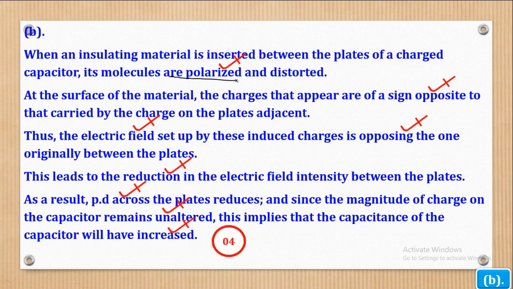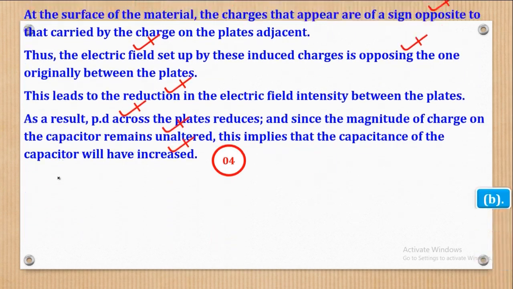So have a mark for this word polarized: molecules getting polarized, then the sign appearing which is opposite to that of the plates, then an electric field being set up, then opposing, then reduction in electric field intensity, PD reducing, charge remaining unaltered, and capacitance increasing.